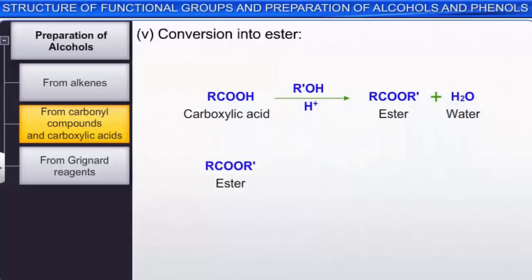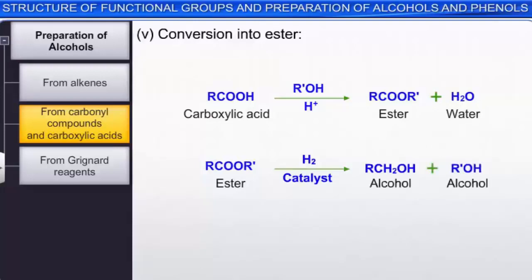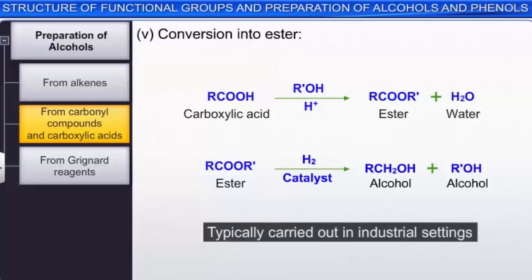Esters are much easier to reduce than carboxylic acids. The ester can be catalytically hydrogenated to form two alcohols. This process requires a specialized catalyst, which is why this process is typically carried out in industrial settings.